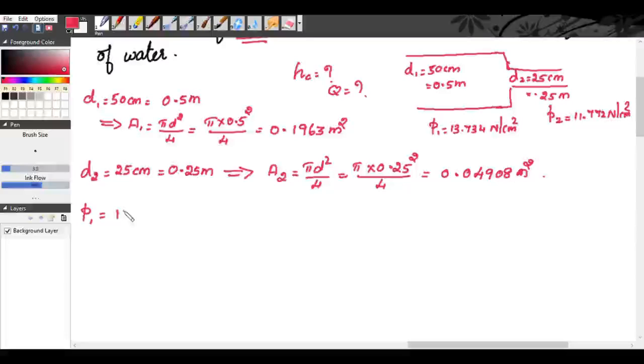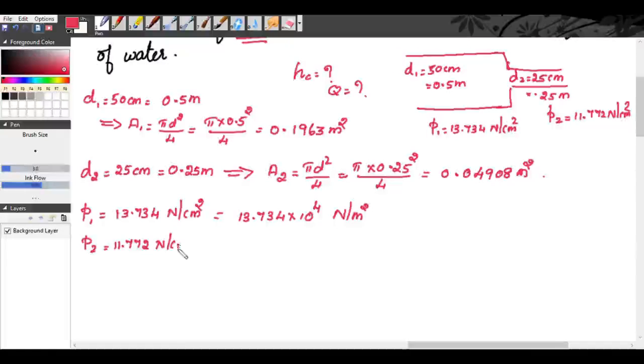Now, the pressure intensity in the larger pipe is given as P1. P1 is given as 13.734 Newton per centimeter square. So, converting it into meter square, we get 13.734 into 10 to the power of 4 Newton per meter square. And P2 is given as 11.772 Newton per centimeter square. So, converting it into meter square, it is 11.772 into 10 to the power of 4 Newton per meter square.